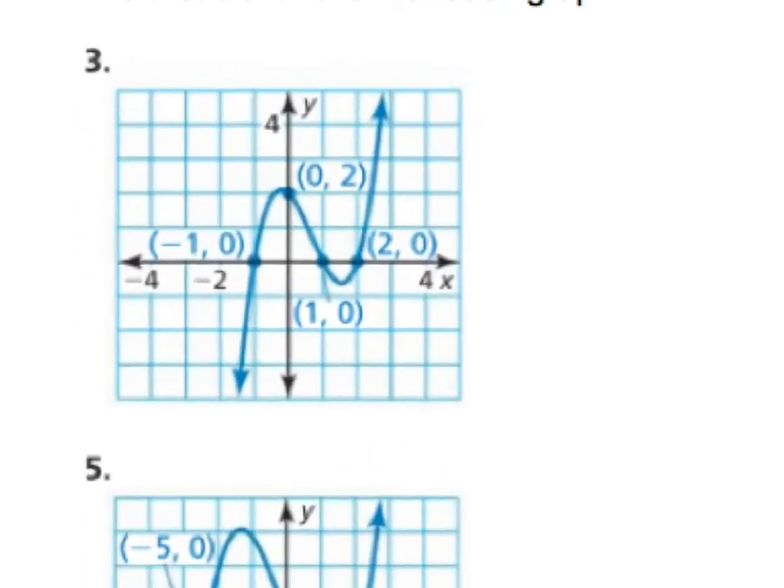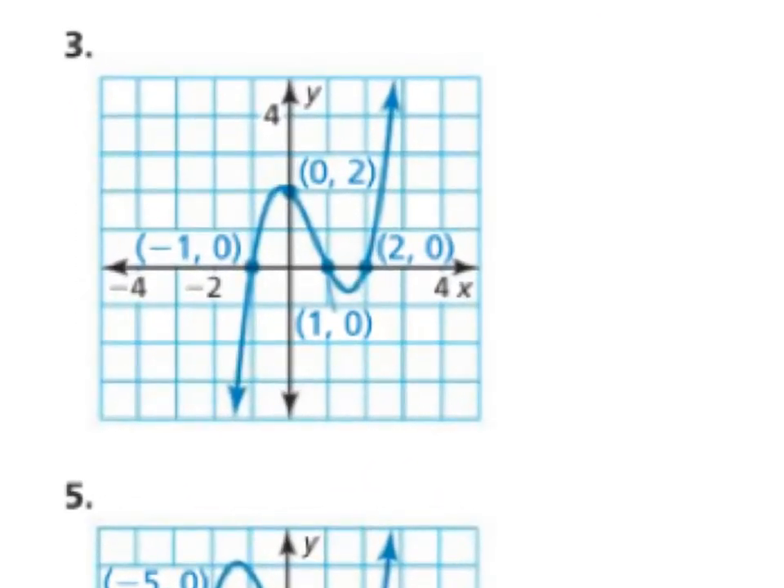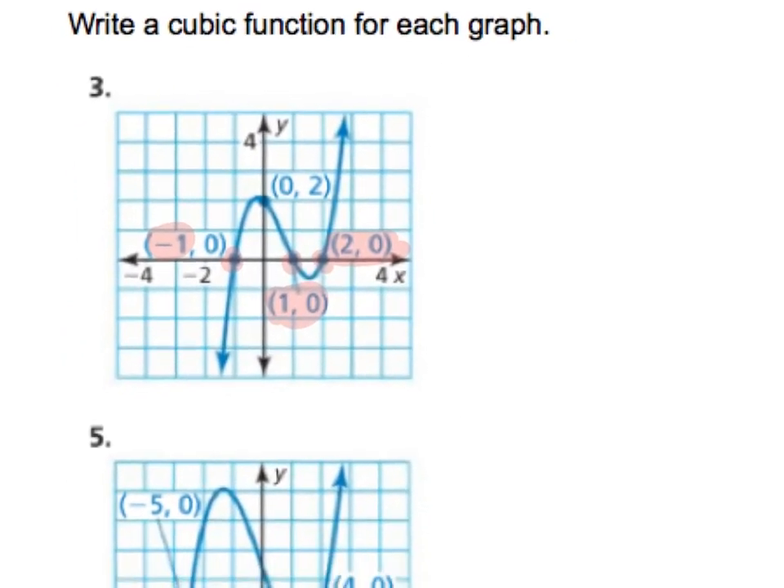So let's take a look at one of these here, at an example. I have three places where it crosses the x-axis. It crosses the x-axis at -1, it crosses it at +1, and it crosses it at +2. So the first thing that we want to do is write our formula out with just those 3 points. So our first step is, instead of f of x, I'm going to call it y.